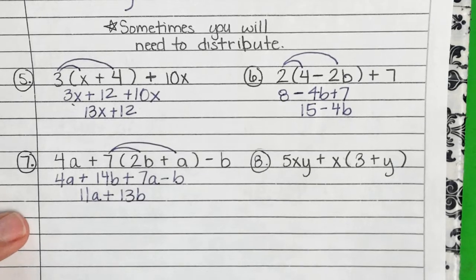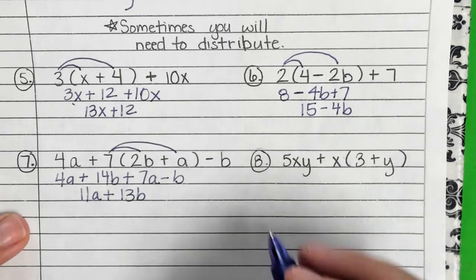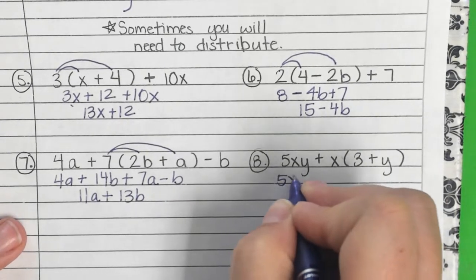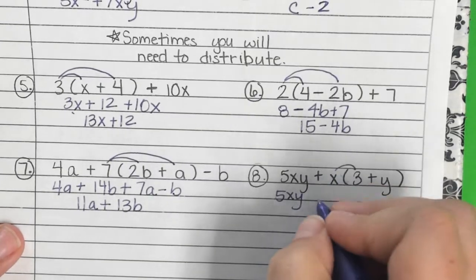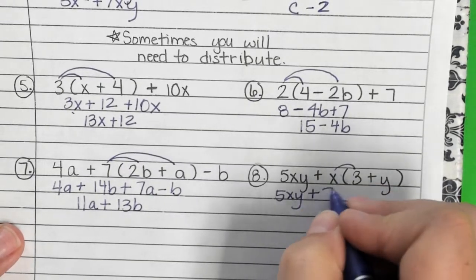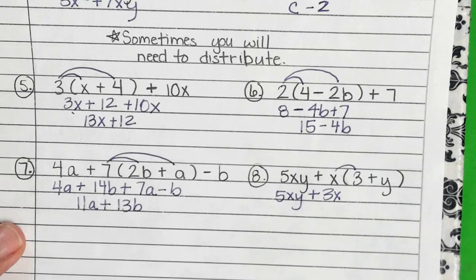All right, this one's going to be a little bit different, so make sure you're listening. 5xy stays the same. What does that 5xy mean? 5 times x times y. You're multiplying all three. Okay, plus, what is x times 3? 3x. Ooh, I am impressed. Who said that? Awesome. She jumped.